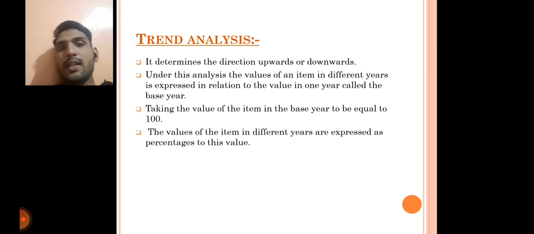So, the trend analysis. What is trend analysis? It determines the direction, upward or downward. Under this analysis, the value of an item in different years is expressed in relation to the value in one year, which is called the base year. Taking the value of the item in the base year to be equal to 100, the values of the item in different years are expressed as a percentage of this value.